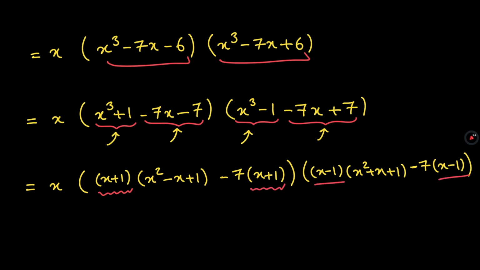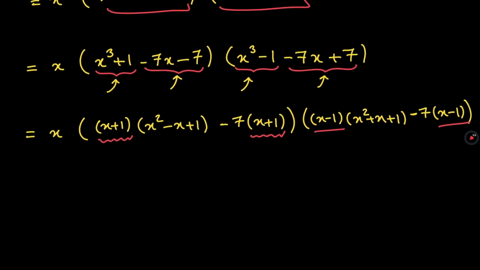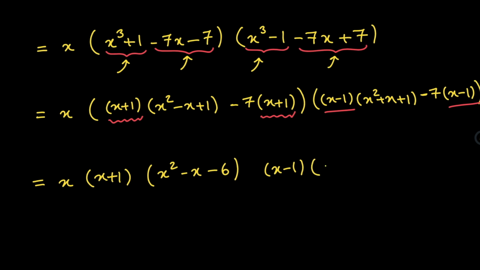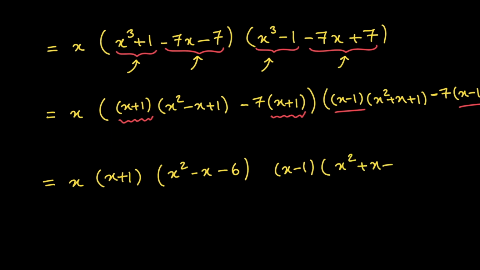Great. Now, notice that we have x plus 1 as the common factor over here, and x minus 1 as the common factor over here. So I'm going to go ahead and pull them out. And if I do that, I'm going to have x times x plus 1 times what remains is going to be x squared minus x minus 6. And if I factor out x minus 1, I'm going to have x minus 1 times x squared plus x minus 6.